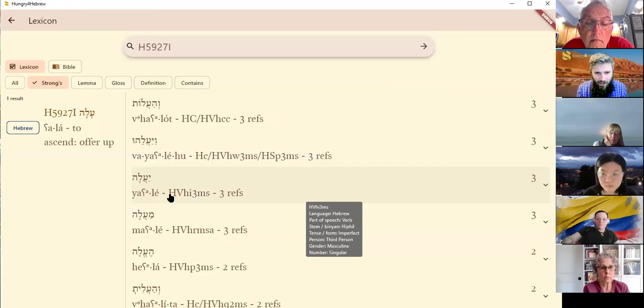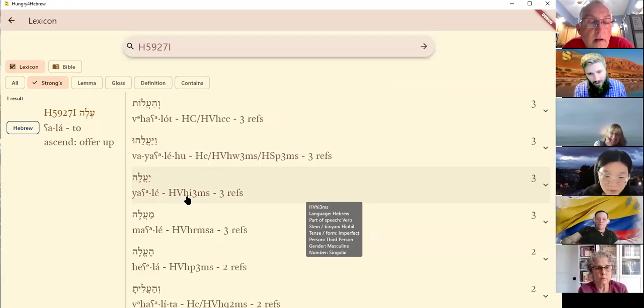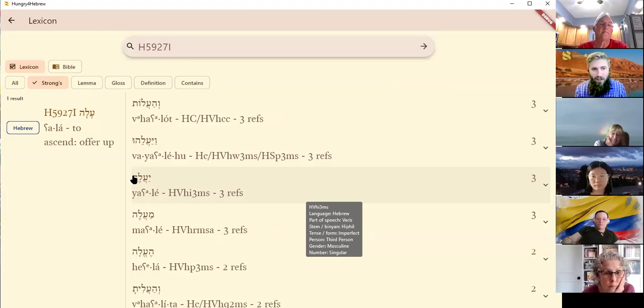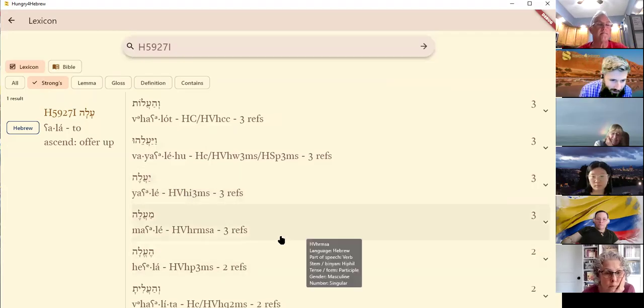So H has to do with Hebrew, V has to do with verb. The next H has to do with he feel, you can see it in the gray box right there. Next comes the I for imperative, and then 3ms for third masculine singular. So this is a he feel verb imperative 3ms, ya'ale. Now if I could find a ya'ale.